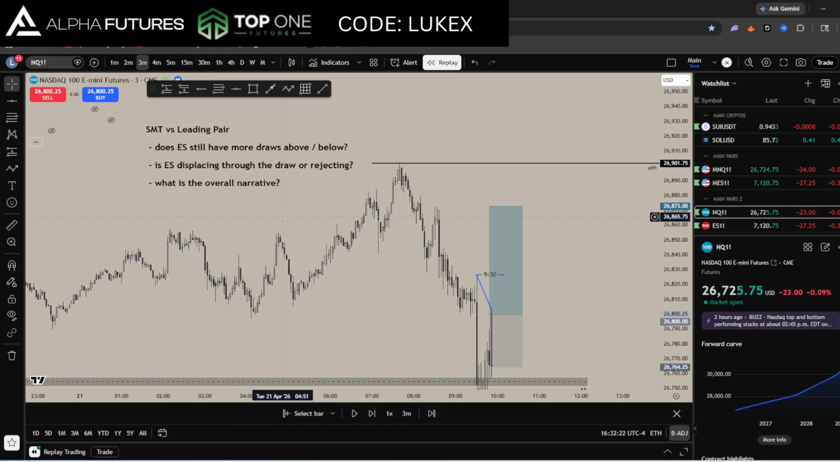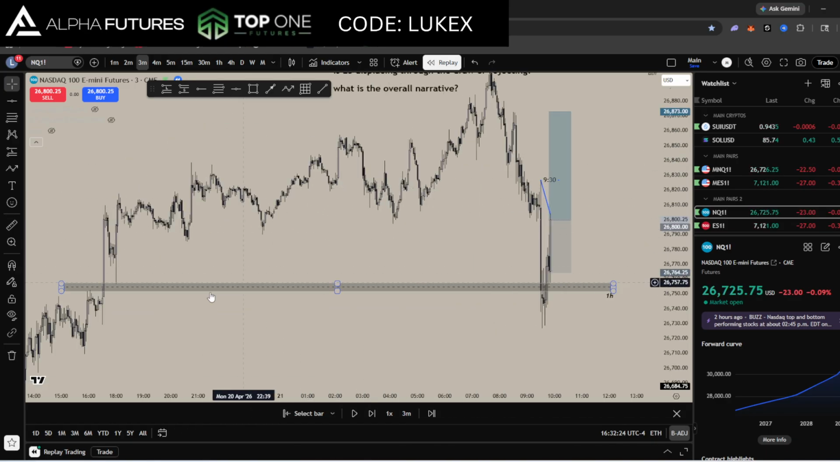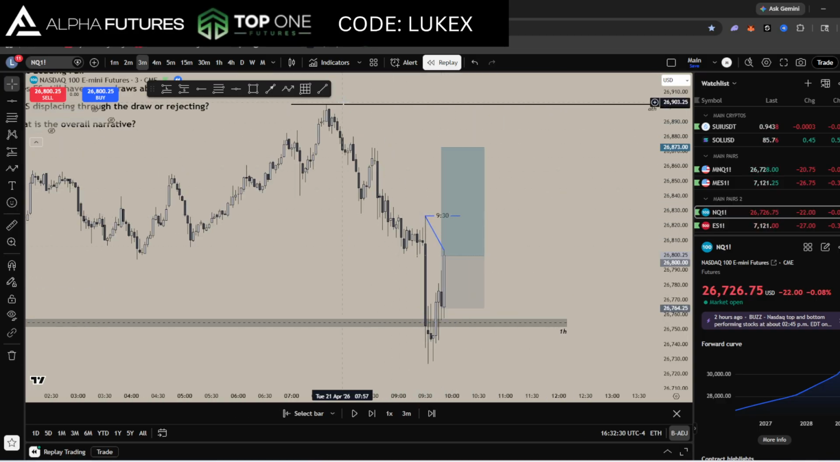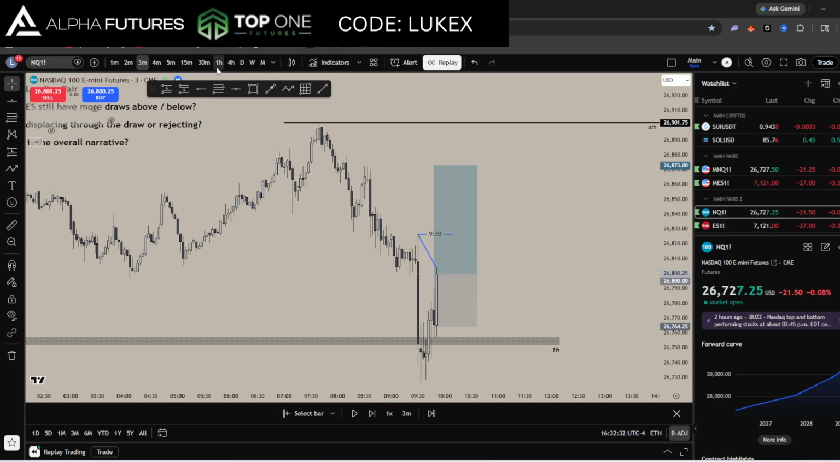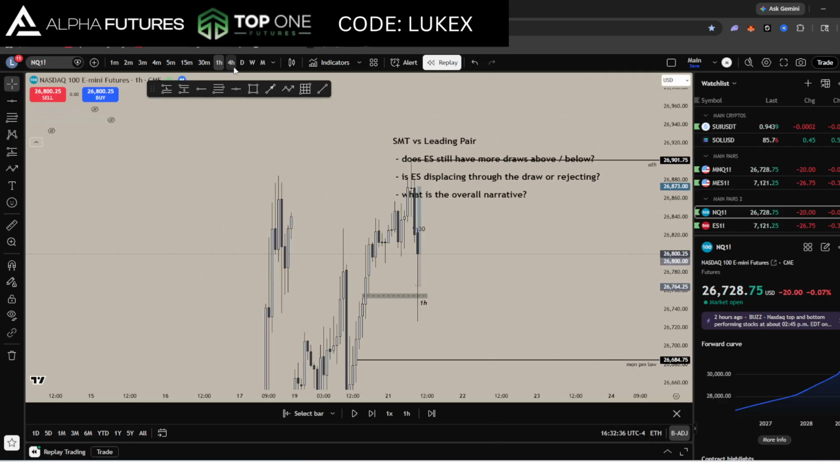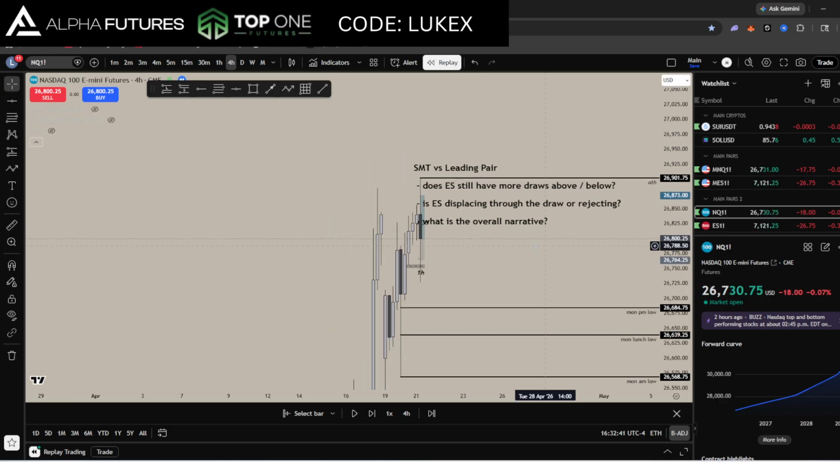What is the overall narrative? Okay, we already swept out sell side. We are delivering off a 1-hour gap, right? We have draws on liquidity higher. We have all-time highs above. We look at the higher time frame, right? Let's zoom out to the 1 hour. The 1 hour is swept. Like you can see, this is a typical liquidity sweep and move higher move.